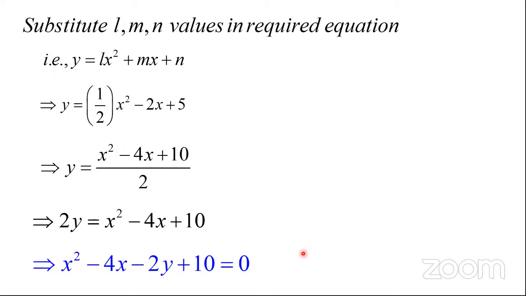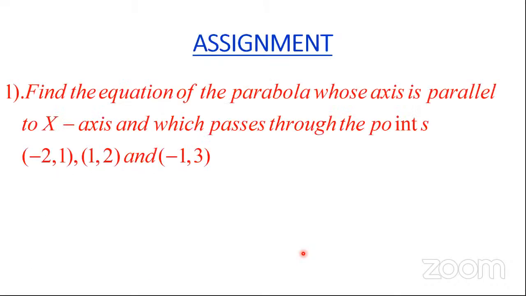Hope you are clear with the concept, children. Please do practice to understand better. Now this is your assignment, children. Find the equation of the parabola whose axis is parallel to x-axis and which passes through the points (-2, 1), (1, 2) and (-1, 3). Axis is parallel to x-axis. Therefore, hint: the required equation of the parabola will be of the form x = ly² + my + n.